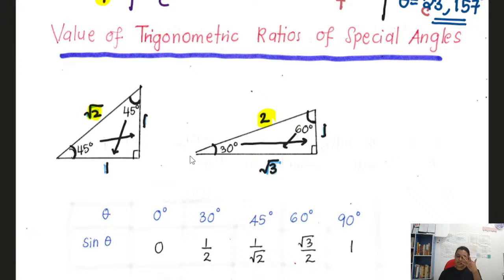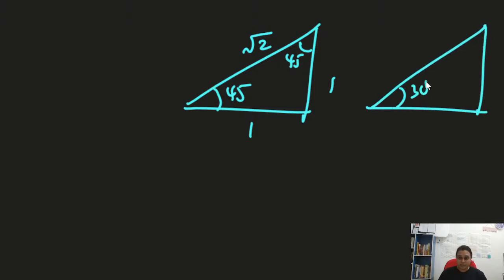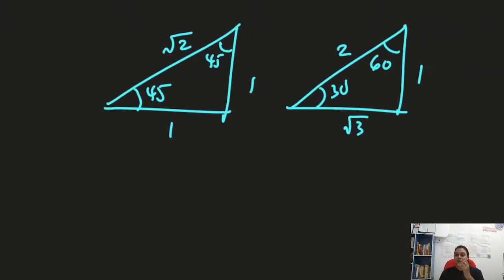Okay, so what you do, you memorize, you close your eyes, you try to draw back on your notebook. Okay, macam contoh kita tak tengok, teacher didn't see that. So you must try to draw back. Lukis balik. 45, 1, √2. Okay, another one more. Here is 30, 60, 1, 2, √3. Like that. You must be able to draw back.